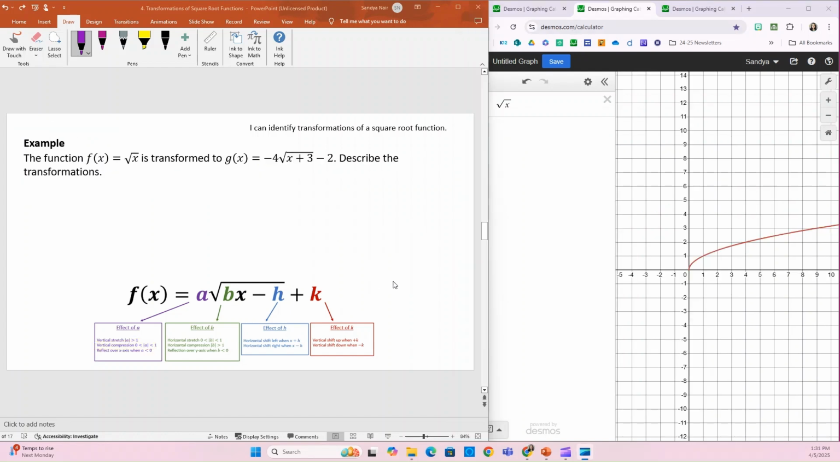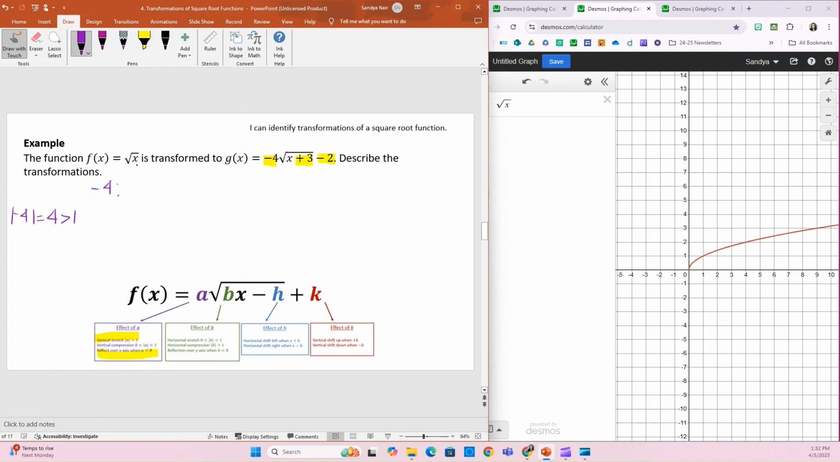Now let's look at this example. Here f of x equals the square root of x is transformed to g of x equals -4 times the square root of x plus 3, minus 2. Describe the transformations. First I want to notice what's different from the parent function. I have a -4, I have this plus 3, and I have a minus 2. Let's first think about what happens because of that -4. First, I need to figure out the absolute value of -4, which is 4, and that is greater than 1. According to my chart, that means I have a vertical stretch. Also, since that -4 is less than 0, that's going to be a reflection over the x-axis.